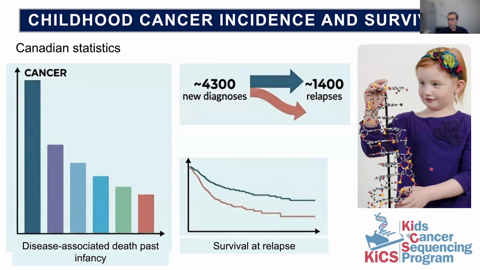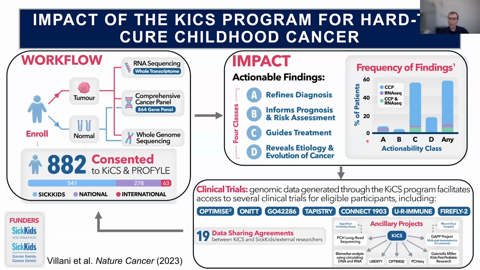For this reason, Sick Kids established the KiCS cancer sequencing program as a way of using genomics to uncover actionable mutations in these kids. This is a very busy slide representing a summary of the past 10 years or so of doing this kind of sequencing. I'll just highlight a couple things for this audience. One is there have been about 1,000 patients that have been enrolled. This slide is a little bit out of date.